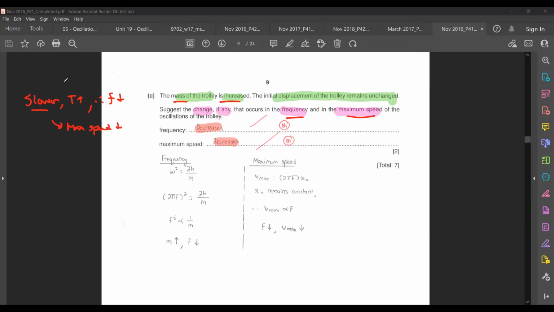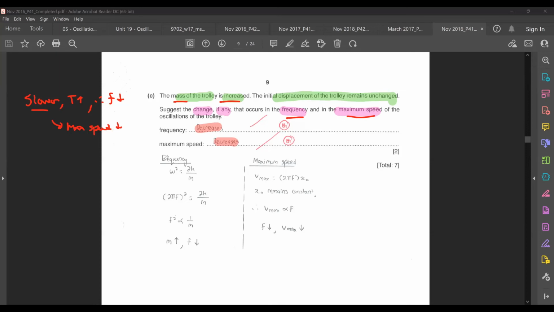Okay, this one is like common sense. Most people, when you think about it, because it's having a larger mass, it obviously would be moving slower, your period will be larger, your frequency will be smaller, and then your maximum speed will also be smaller. But if you really want to prove it from an equation, you can do so, which is actually a better way of going about this kind of question.